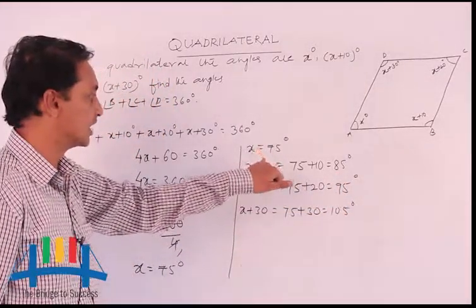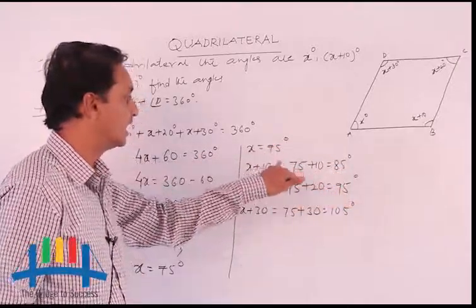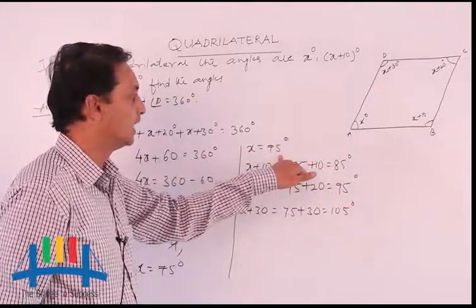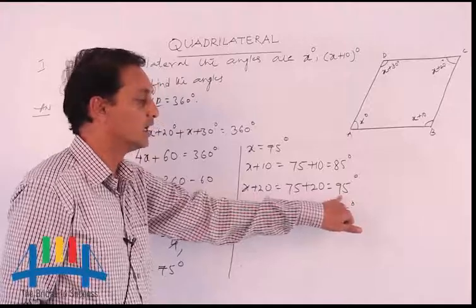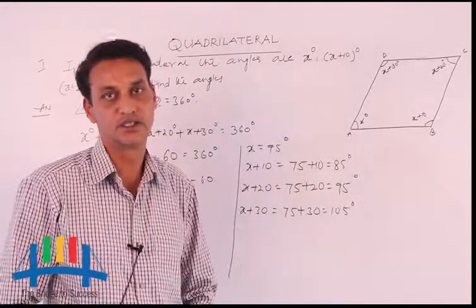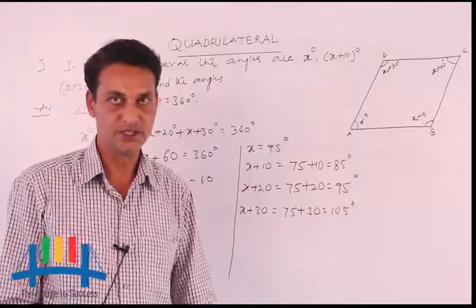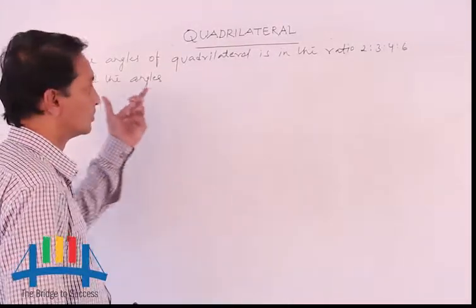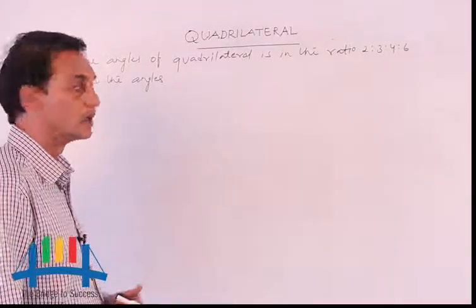If you want, you can check. You can add all these angles, angle A, angle B, angle C, and angle D, and you can check that the sum will be equal to 360, and you can get the confirmation. Okay, let's see one more example or one more problem regarding quadrilaterals.